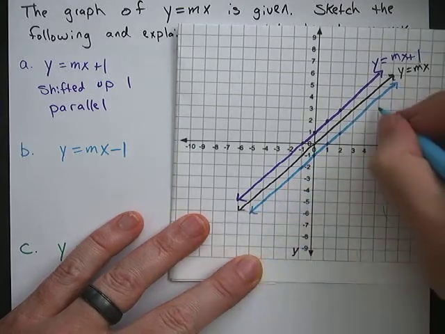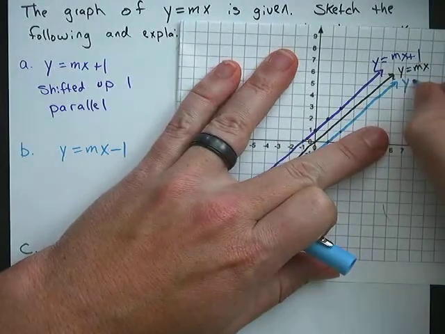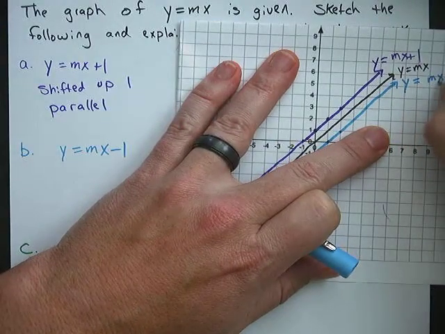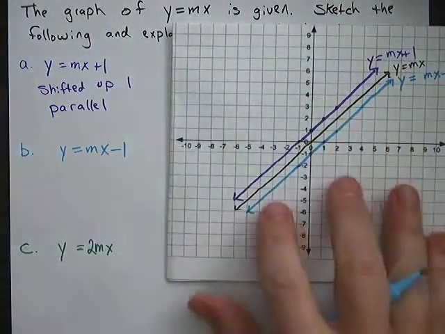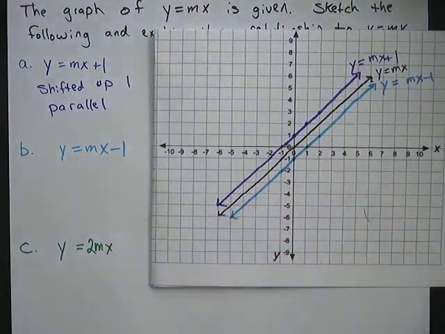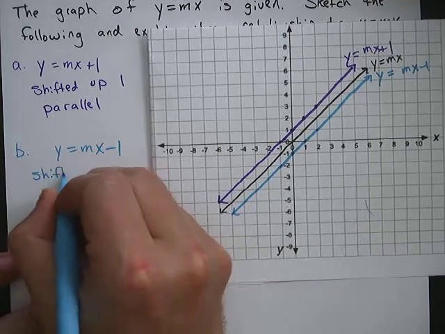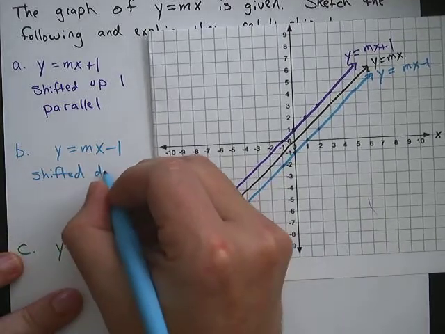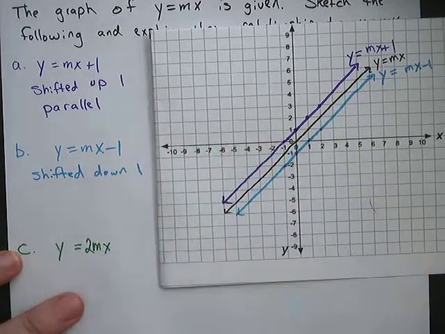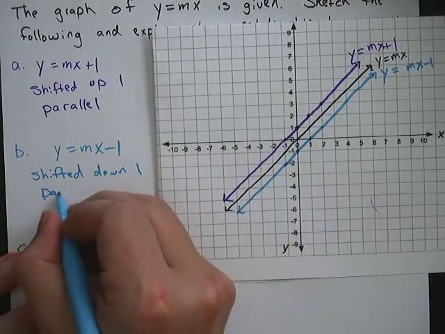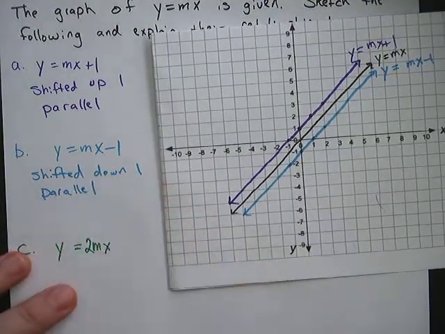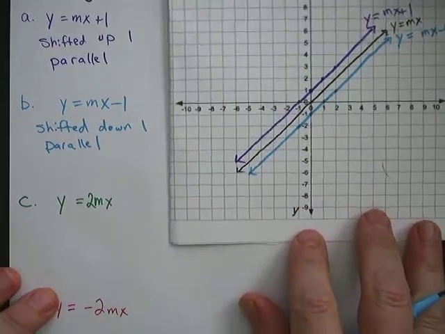Okay, so that is y is equal to mx minus 1. And just like the last one, it is shifted, but it's shifted down. Okay, and it's also parallel. Okay, all right, let's go to the next one.